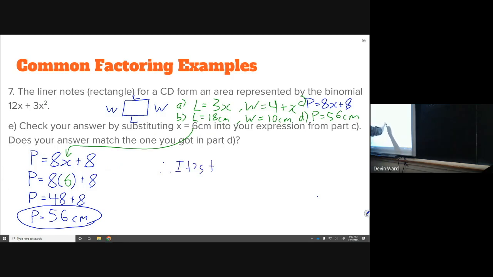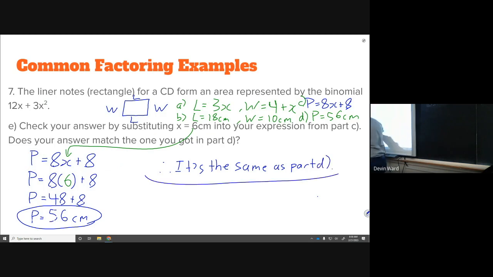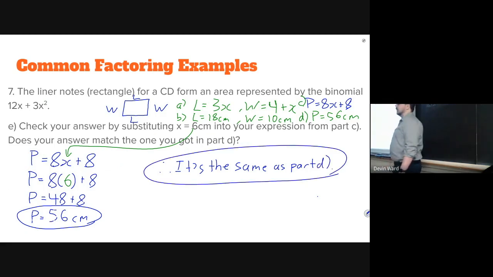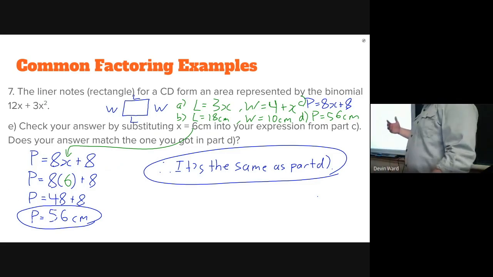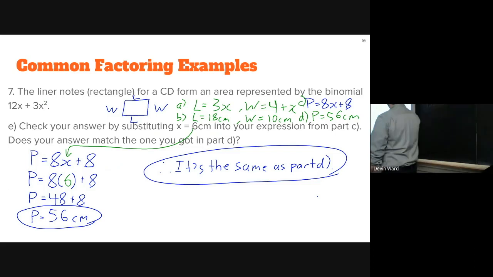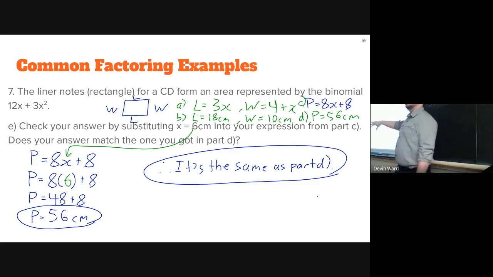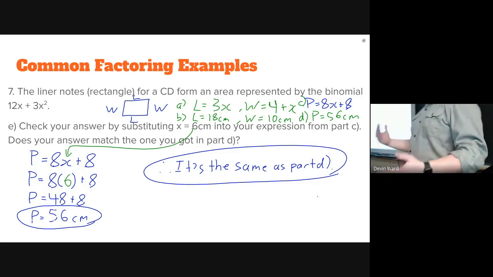So therefore, it's the same as part D. You just write yes and it matches. So the point of that is just to show that you can calculate two different ways. You can sub in x first and then multiply them together, or you can solve algebraically and then sub in at the very end. Both methods get you the exact same answer.